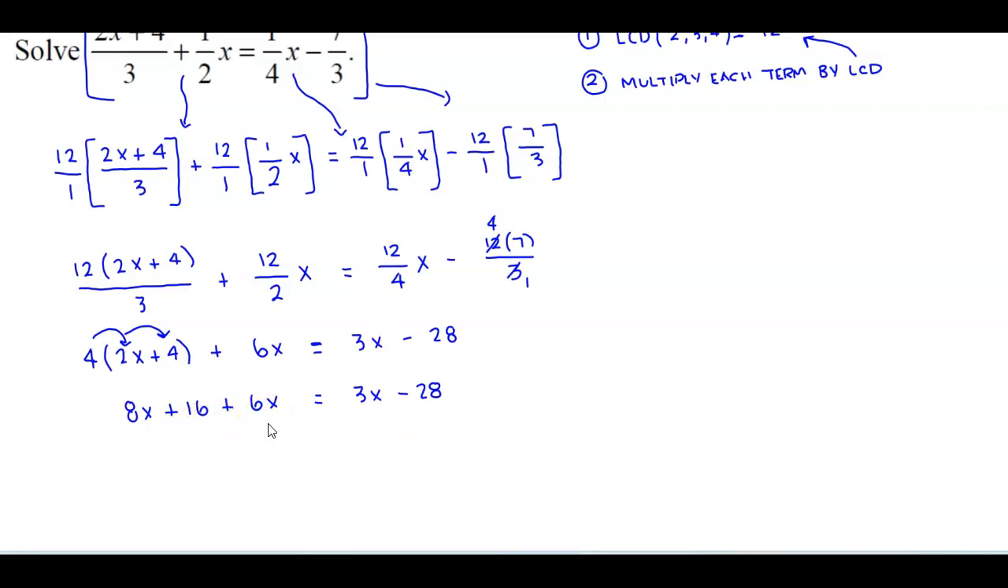Now when we take a look at the following, we have 8x plus 16 plus 6x. So here we're going to combine like terms. 8x plus 6x is going to give us 14x plus 16, and that's going to equal 3x minus 28. And so now we want to combine like terms, combining the x's on one side of the equation. We're going to subtract 3x from both sides.